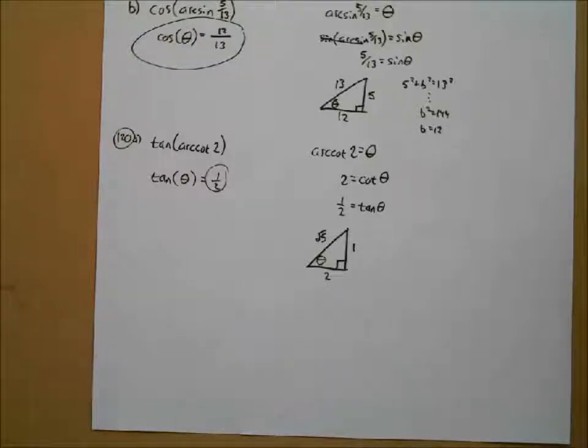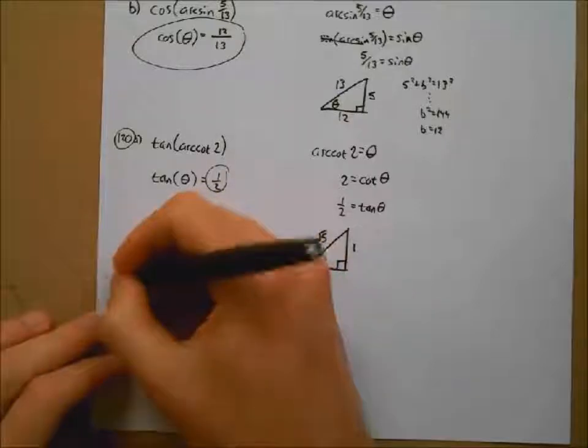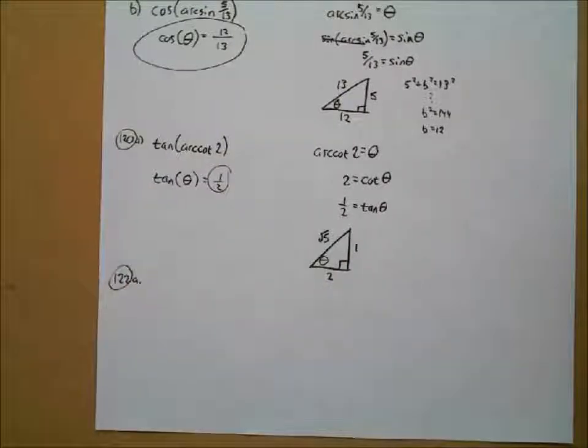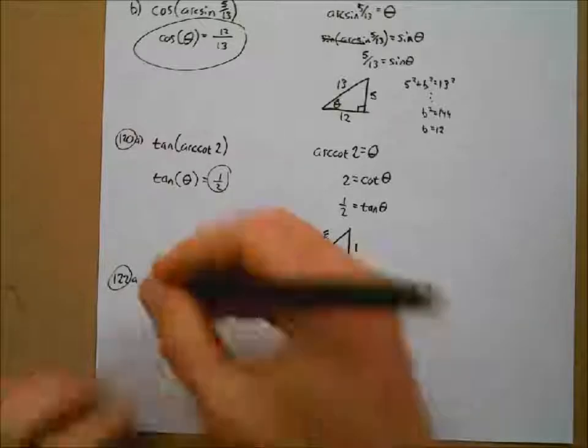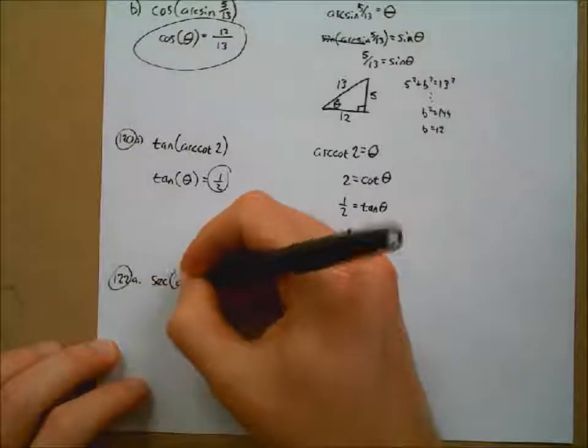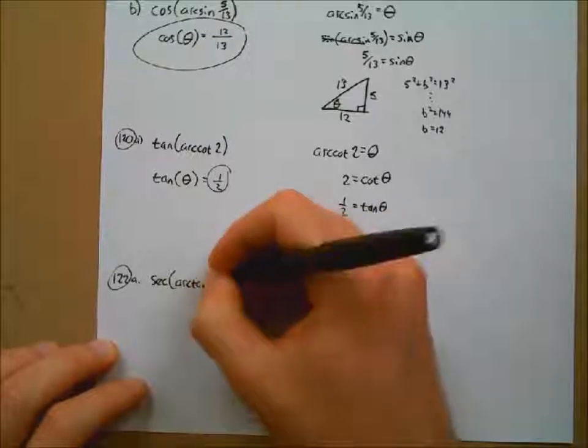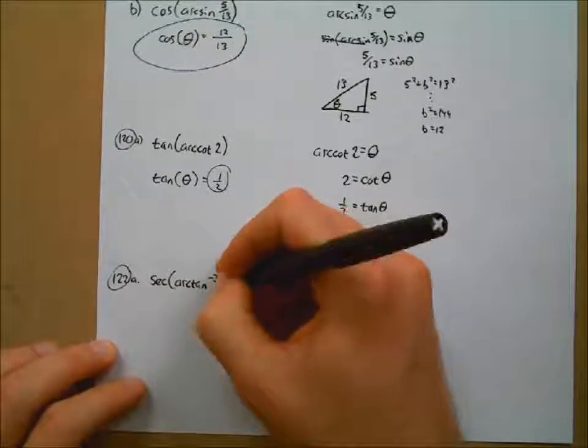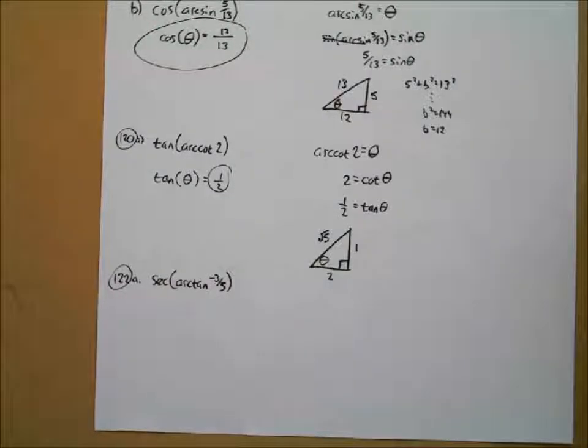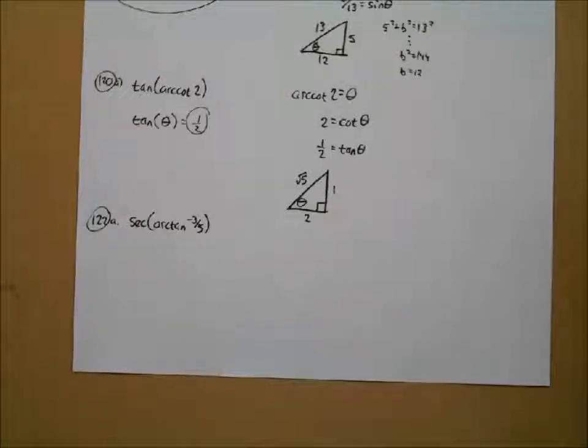I want to do one more at least, because there's also some negatives. Okay, so there's the idea. That's the basic strategy we're going to follow. One other little thing I want to talk about though is sometimes they'll throw some negatives at us too. So for example, in 122, there is the secant of the arctangent of -3/5. Secant of the arctangent of -3/5.